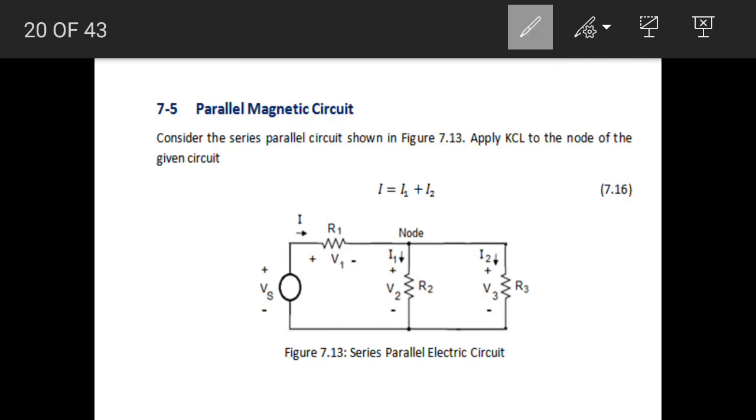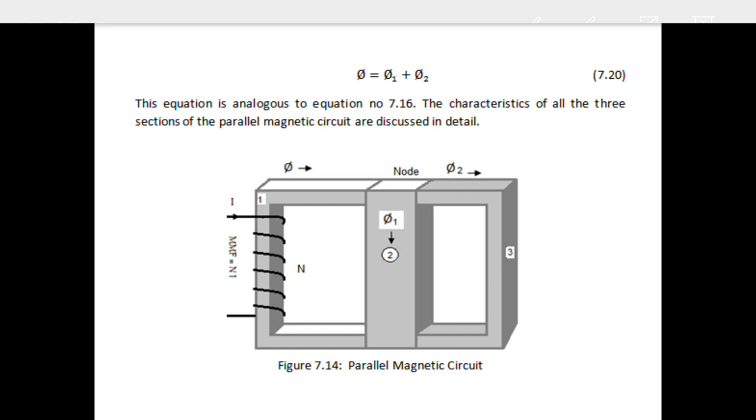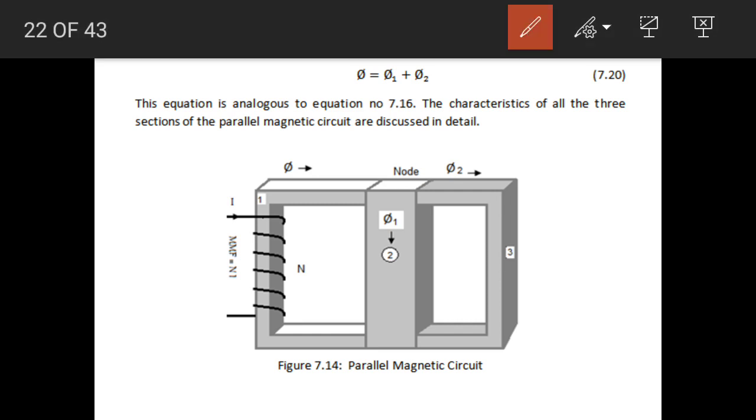Now we consider a parallel magnetic circuit. So let us consider this particular circuit. You see, this is material number 1. We assume that the mean length of this material is L1. The permeability of this material is mu1, and the cross-sectional area of material number 1 is A1.